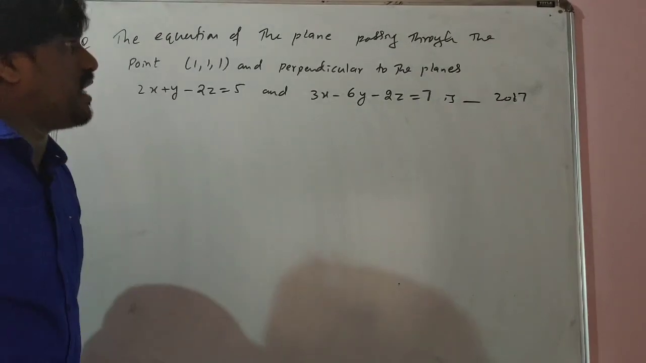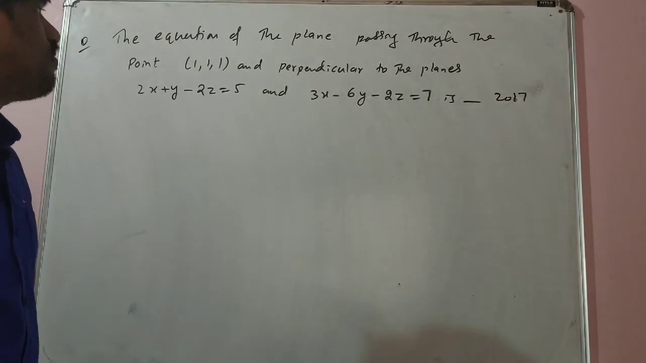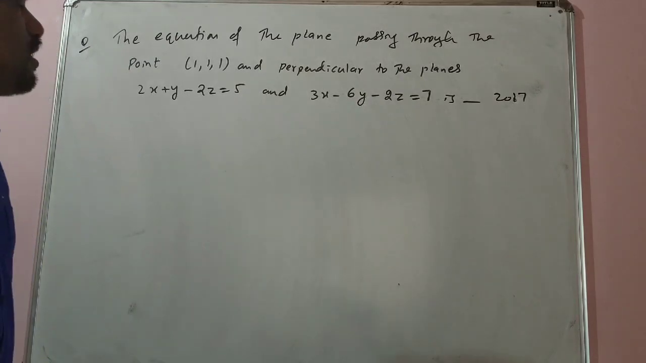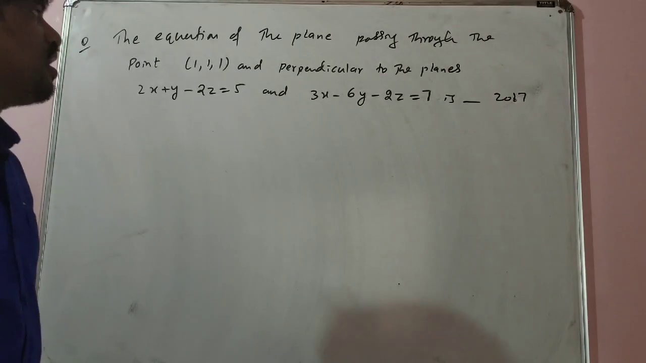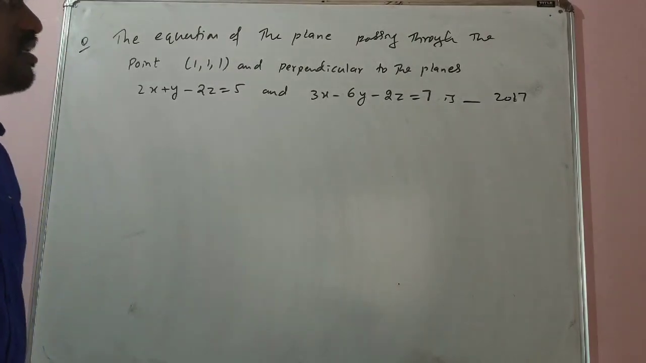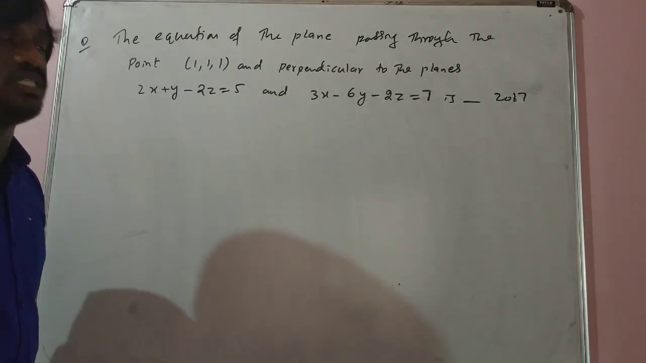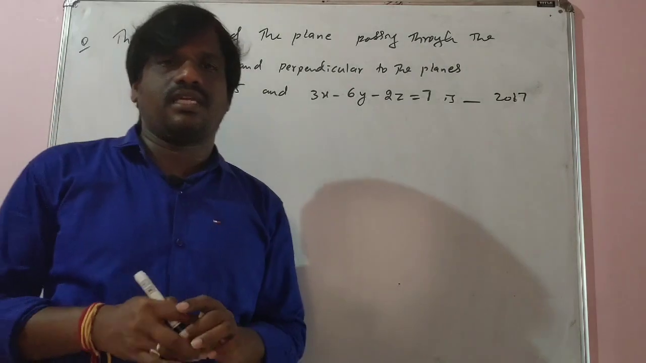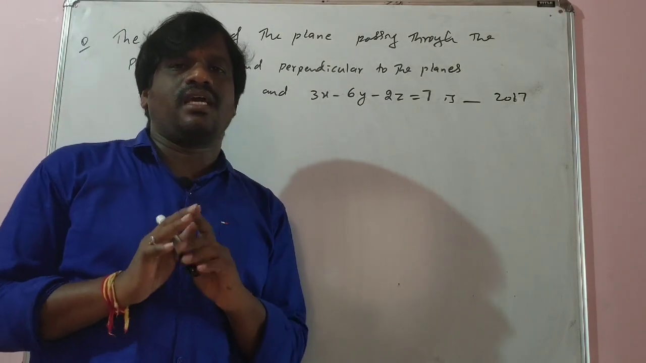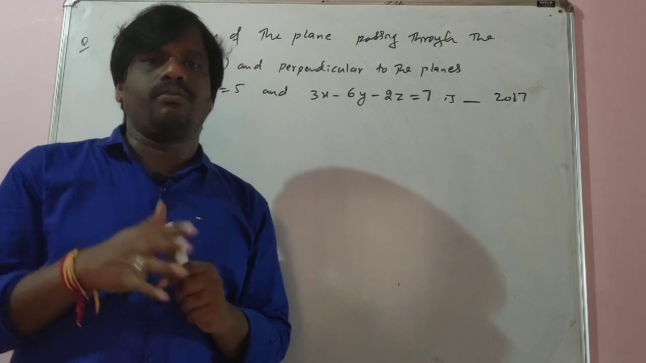If the equation of the plane passing through the point 1, 1, 1 and perpendicular to the planes 2x minus y minus 2z is equal to 5 and 3x minus 6y minus 2z is equal to 7 is dash. Now to understand these type of problems, I'll send you an image in the group, you can check what it looks like.